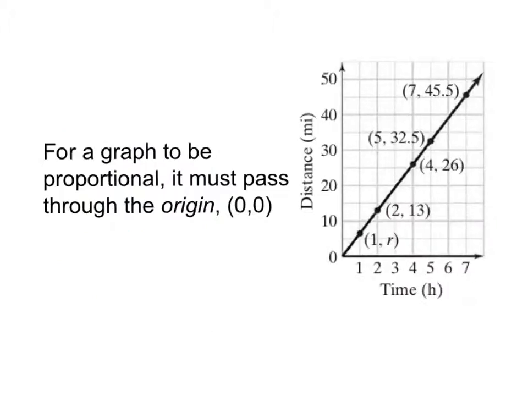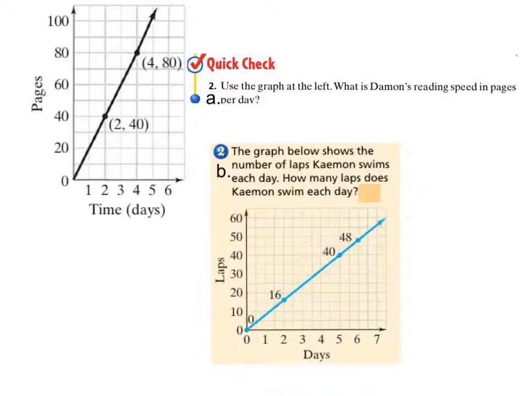For a graph to be proportional, it must pass through the origin. The origin is (0, 0) on the graph, so it must cross the x and y axis both at 0. Pause the video and try these two in your notebook.